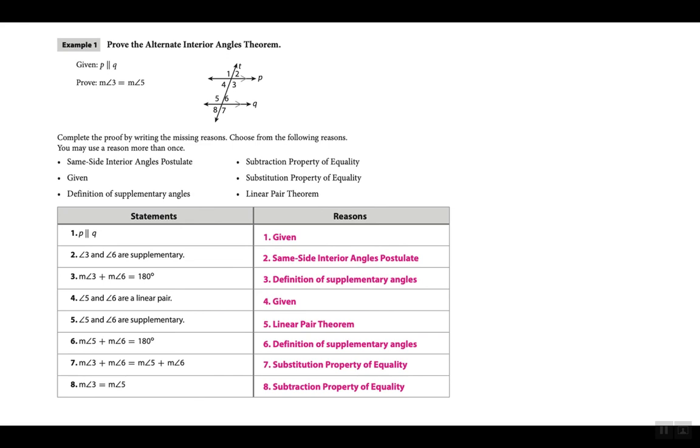So 5 and 6 are a linear pair, and we know that just from looking at the diagram. That's what it's trying to say. That's why they wrote given. Okay, let me just say that in Spanish real quick.